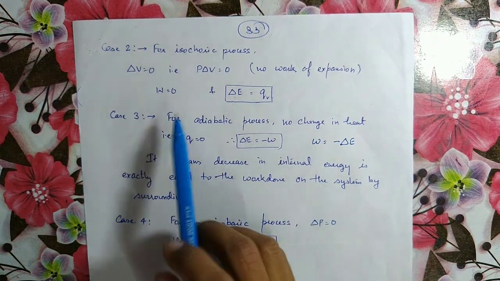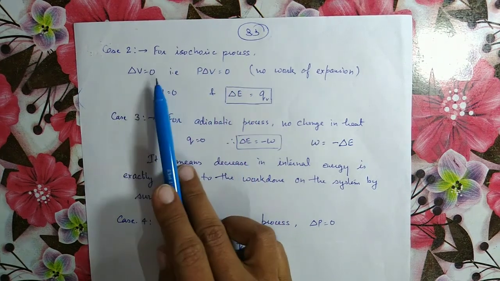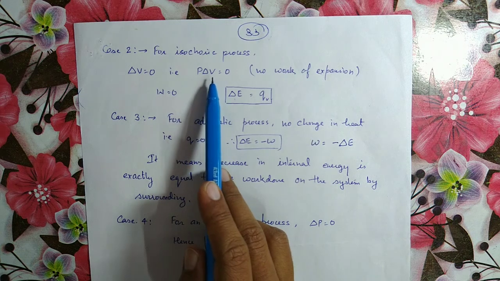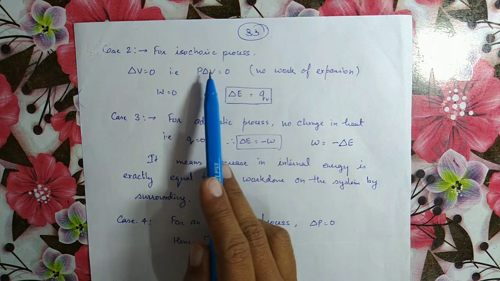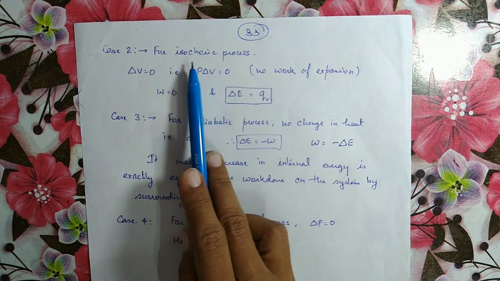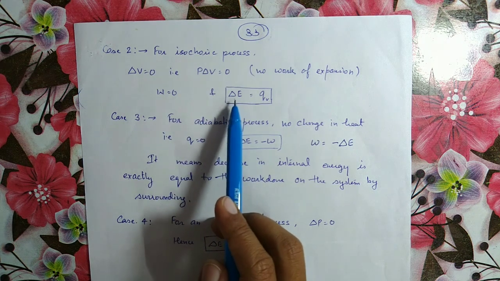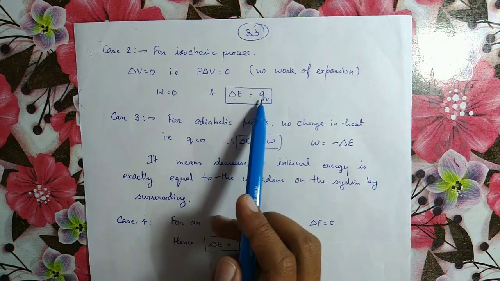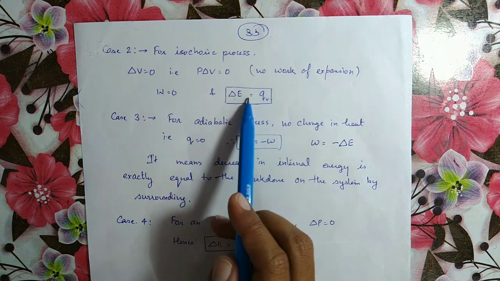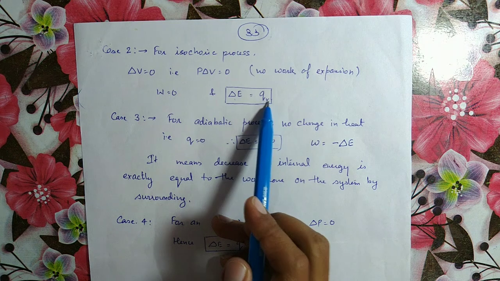Then, the second case, for an isochoric process. For an isochoric process, del V will be 0 and P del V will be equal to 0. That is, pressure-volume work done will be 0 in the case of an isochoric process, and in that case this del E, that is the change in internal energy of a system, will be equal to the amount of heat absorbed by the system. This QV is the amount of heat absorbed by the system at constant volume.